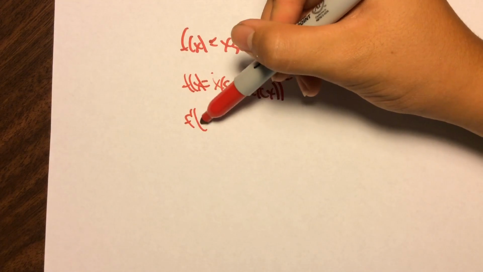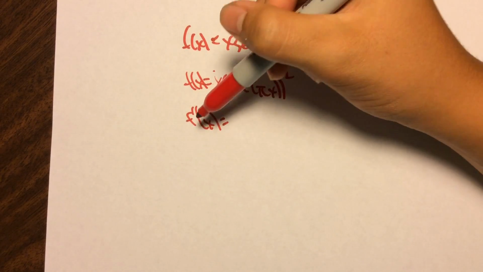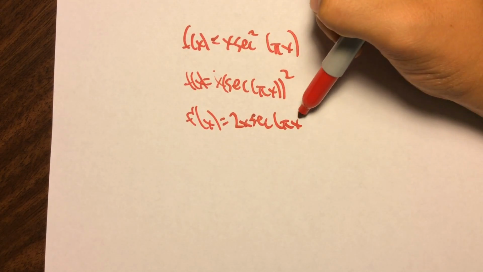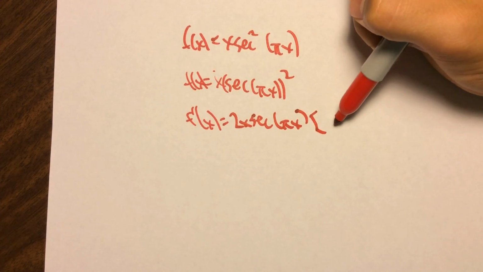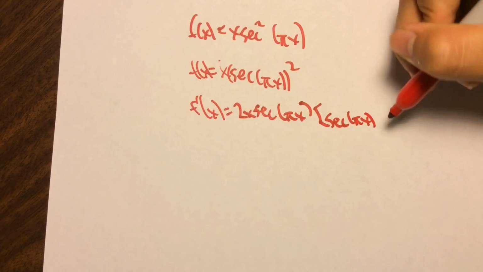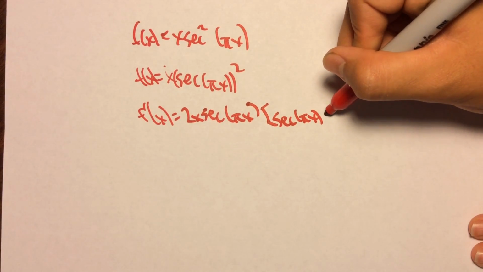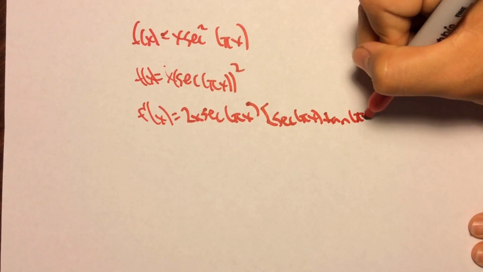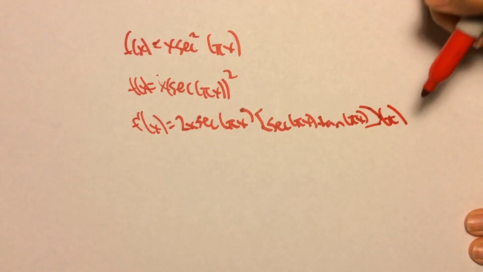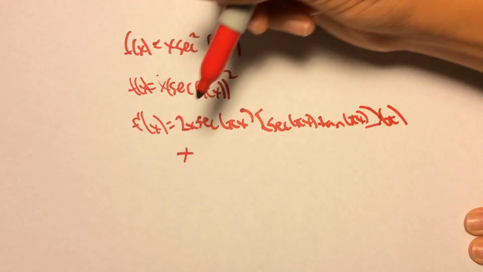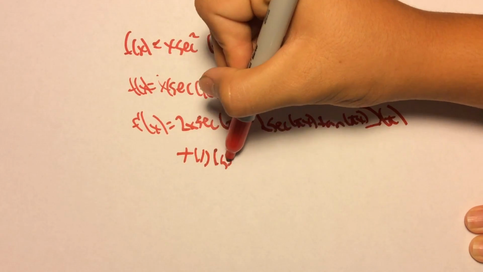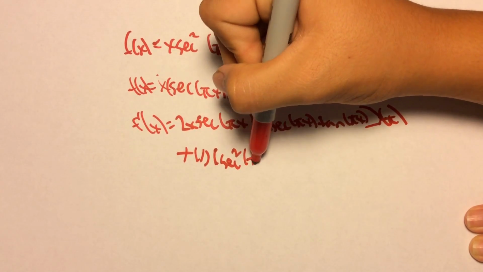So now f prime of x would equal 2x times secant of pi x times the secant of pi x times tangent of pi x times pi, and then plus 1 times secant squared of pi x.